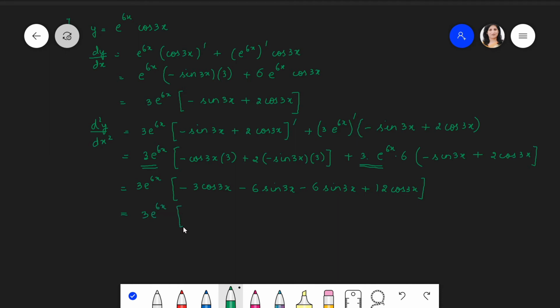So simplifying like terms, the cos terms give us 9 cos 3x and the sine term gives us minus 12 sine 3x. So let's take one more 3 common. So we have here 9 e to the power 6x multiplied by 3 times cos 3x minus 4 times sine 3x.